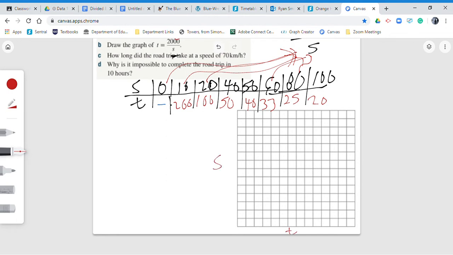Again, I only included the positive side of the graph because really you can't get negative time, number one, and getting a negative speed would also be very tricky.